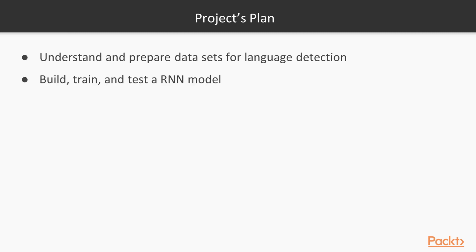Then after that, we'll build, train and test our recurrent neural network model. And this is a little bit different, again, from working with convolutional neural networks. And then the last step is to classify a single word to a specific language. This is the last step, and we'll be using a trained model to do that.